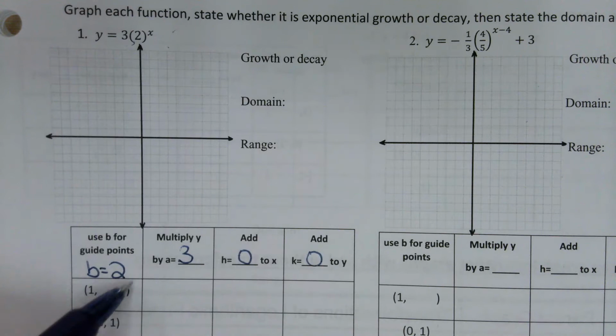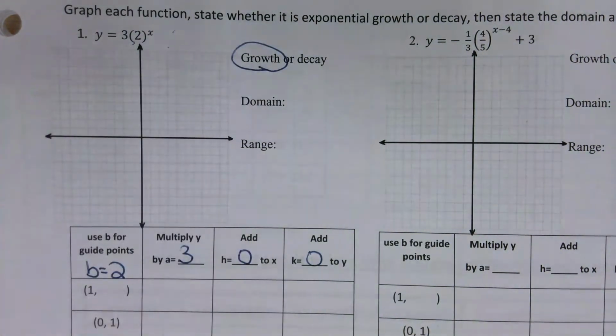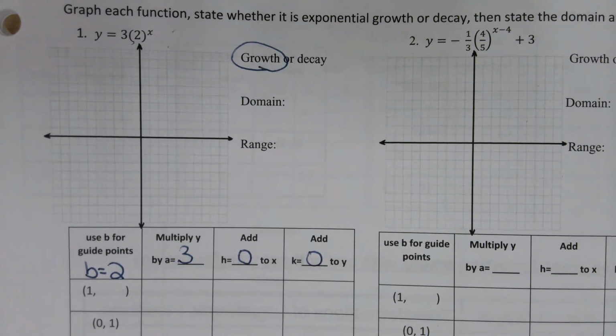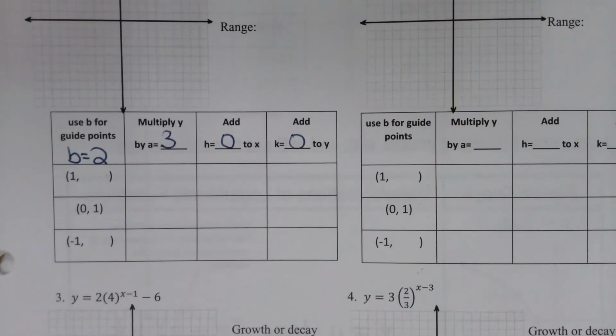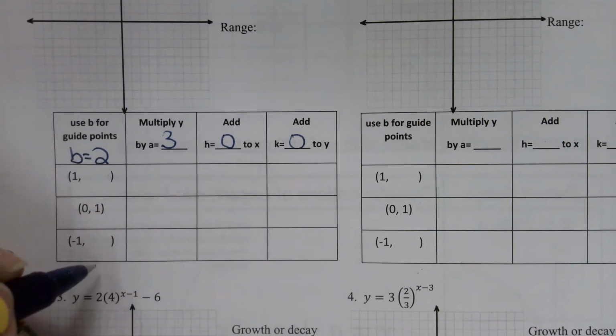Since our b value is greater than 1, we will indicate that this is exponential growth. And we can go ahead and list out our points in our table. So if there was no 3 there and our h and k remained at 0, then these would be the points that we would plot to graph our equation.